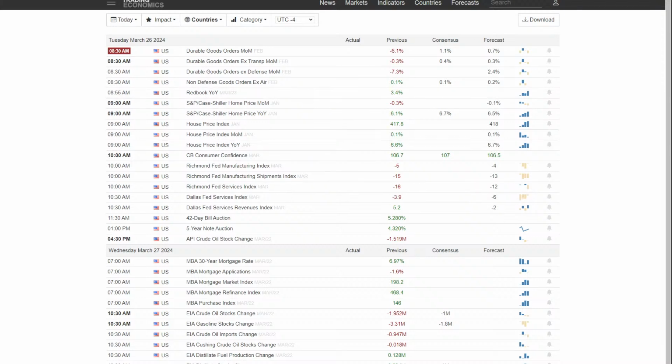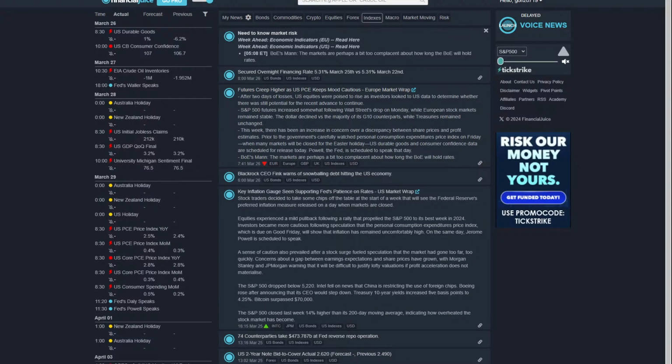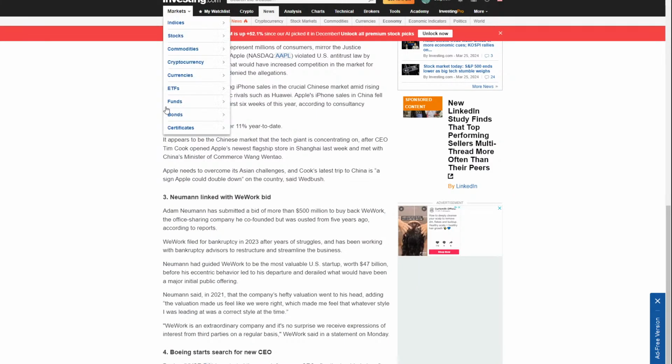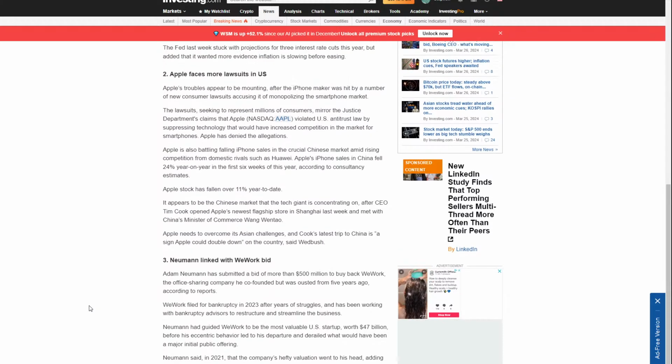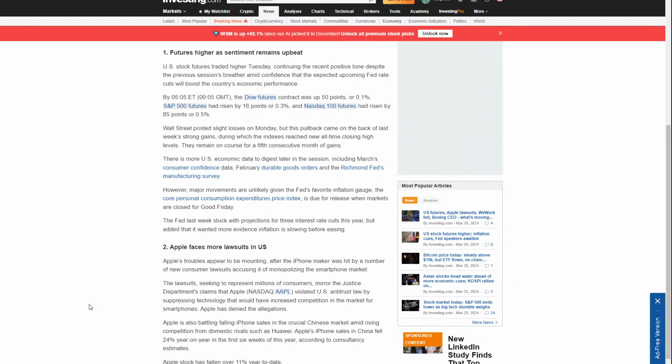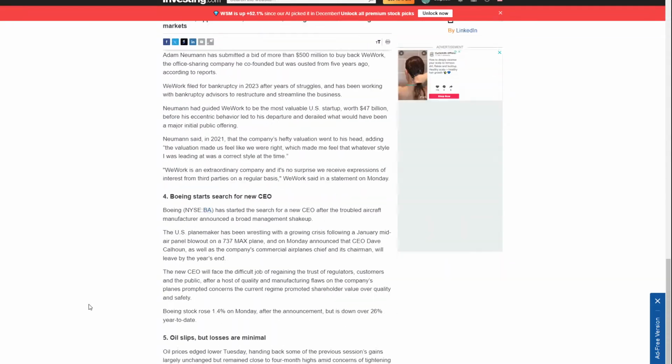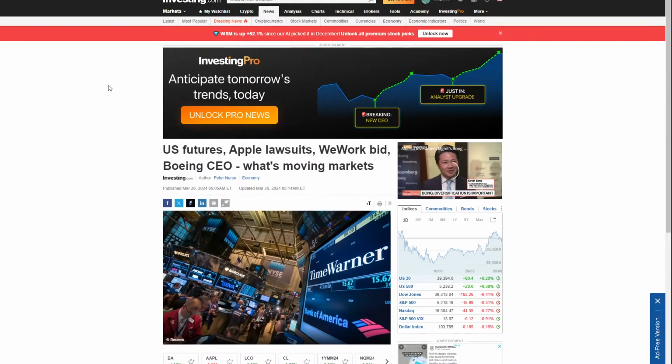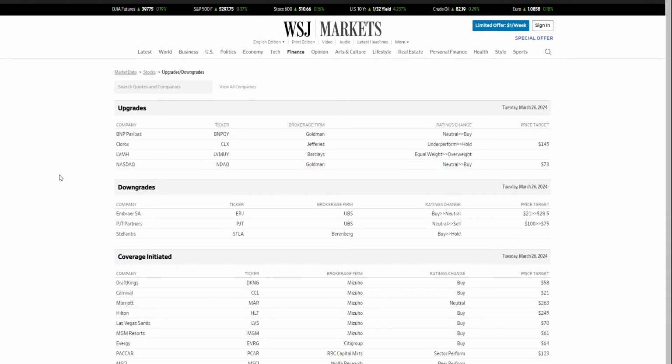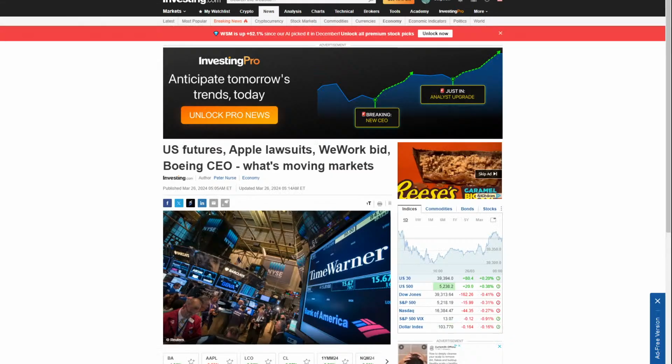That's very light. And let's look at the juice. Juice have anything for us? Not really. The only thing is Boeing's searching for a new CEO. Apple faces more lawsuits from consumers. Okay, that's what's going on there. I mean, it's not really affecting Apple much. There were some upgrades and downgrades, nothing really to note. I'm just trying to think what else there was to say. Not much. It's kind of light, very light.